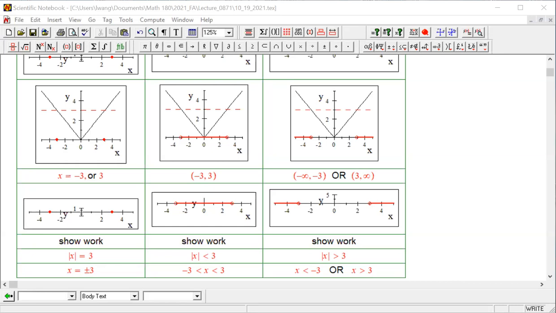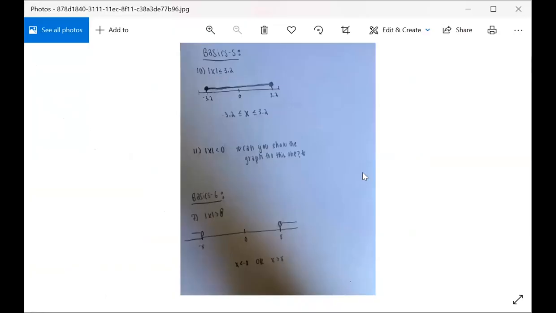Okay, we got another submission. Let's look at the first one. Thank you for submitting. Number 10, our basic 5. Very good job. And the next one, x less than -8 or x larger than 8. Very good job. Good job here. All right, let's look at the other one.